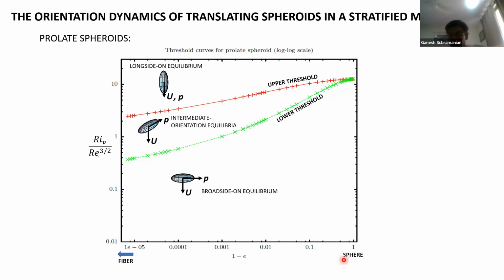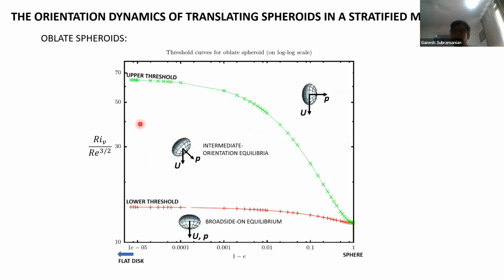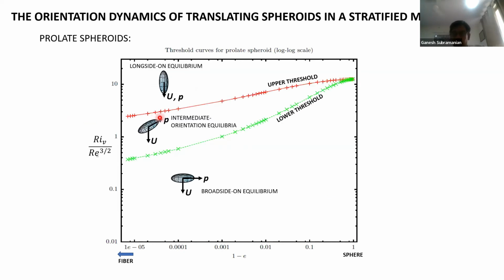In the limit of a sphere, the torque dependencies are simple. They're proportional to the product of the sine and cosine, and therefore I don't have two thresholds. The thresholds coincide into a single threshold. I have a direct transition from broadside-on to longside-on equilibria. But as I elongate the sphere into a prolate spheroid, I have a gap that emerges that allows for inclined orientations. And exactly the same happens for an oblate spheroid. The only difference is that these curves approach finite plateaus even for a flat disk, whereas for a prolate spheroid, you can show that this is really a logarithmic decay.